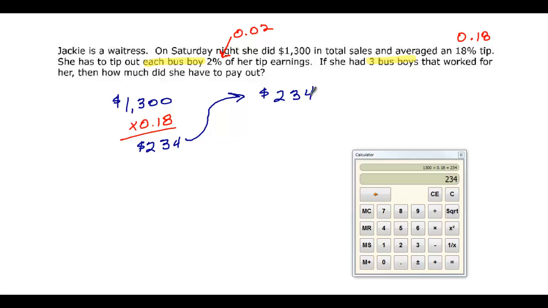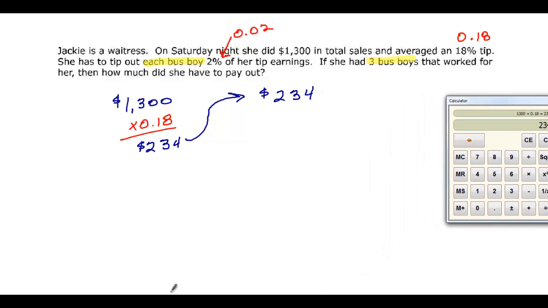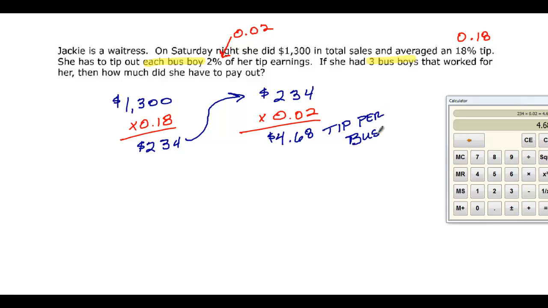And her agreement with the busboys is that they each get 2%. So that's our 2% from up there. We're going to multiply this. So 234 times 2%, 0.02, is $4.68. That is the tip per busboy. So each busboy gets $4.68. So there are 3 busboys.